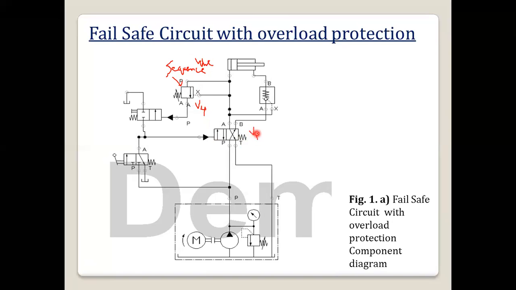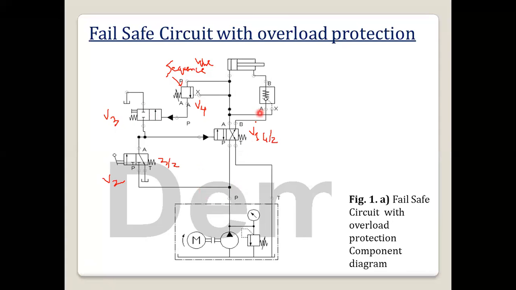So V1 is a pilot operated, spring return valve, that is a 4 by 2 DCV. And V2 is the lever operated 3 by 2 DCV. We should be familiar with what 3 by 2 means: 3 ports and 2 positions. 4 by 2 means 4 ports and 2 positions. And V3 is the 2 by 2 DCV.